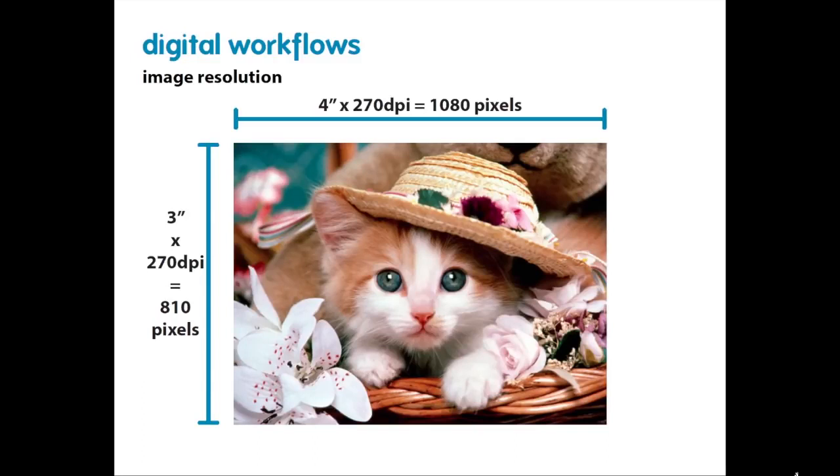So in order to have a crisp and clean image that's 3 by 4 inches in a printed format, I would have to have no less than 1080 by 810 pixels. You can always have more pixels, but if you have fewer pixels, what's going to happen is you'll get that pixelization, those sawtooth edges, that muddy appearance that just looks really amateurish and like you don't care. So always find images that are big enough to fit the format you're looking for.